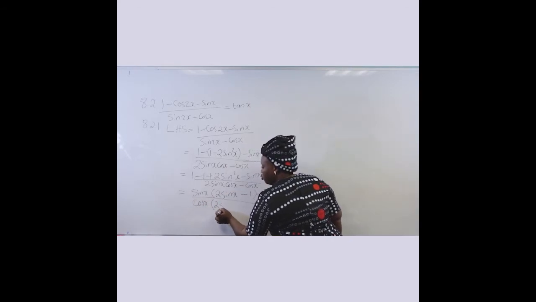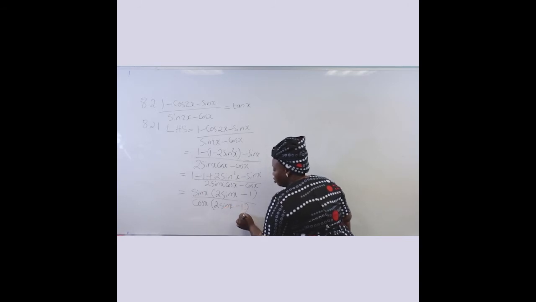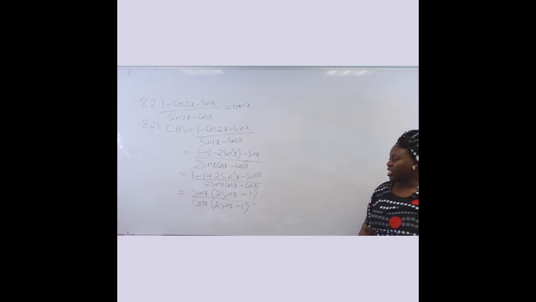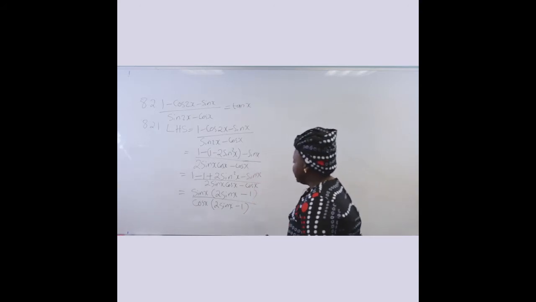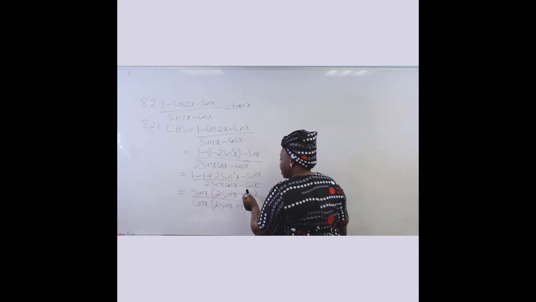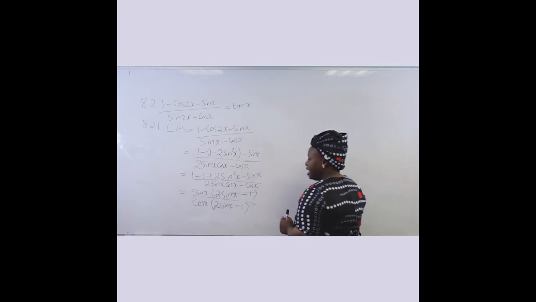Then we remain with 2 sine x minus 1. Can you see? The logic just happened. So the brackets now are the same. We can therefore cancel them so that they can give us 1. This bracket and that bracket, they are the same.